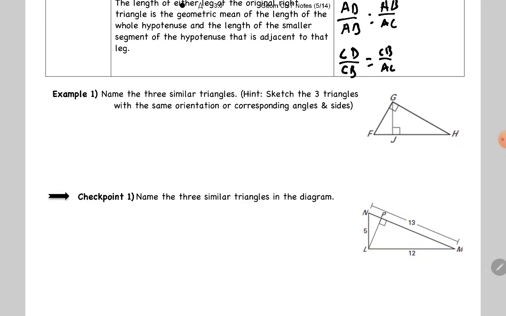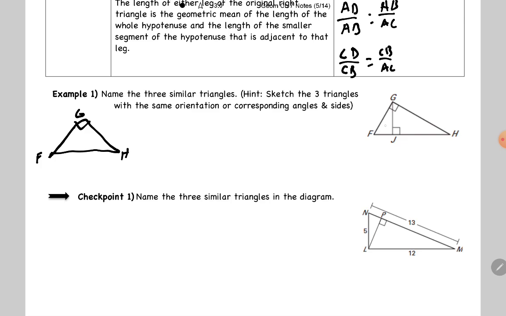Okay, name the three similar triangles. Hint, sketch the three triangles with the same orientation of corresponding sides and angles. So how you put your similarity statement, how your letters go, does matter. So we have the original FGH. And then we have a right angle up top here. Okay. So what you want to do is sketch the other two triangles.